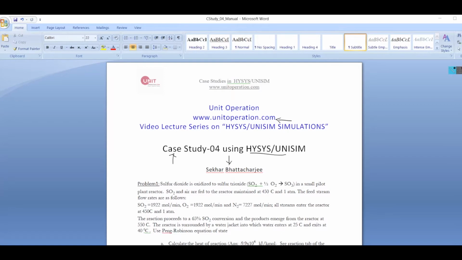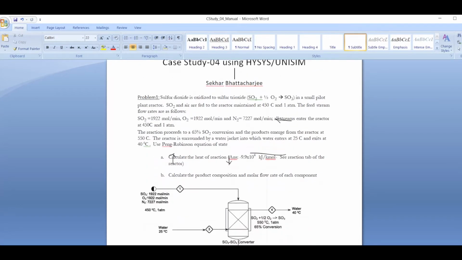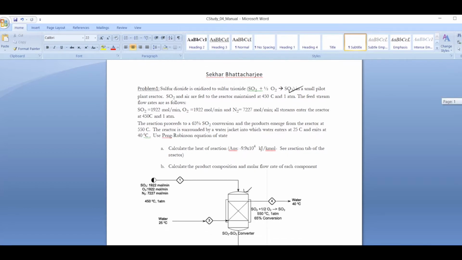Let us go directly into the problem statement here. As you can see, sulfur dioxide is oxidized to sulfur trioxide, a very standard reaction, in a small pilot scale reactor. So let's show a little bit of the flow diagram here.